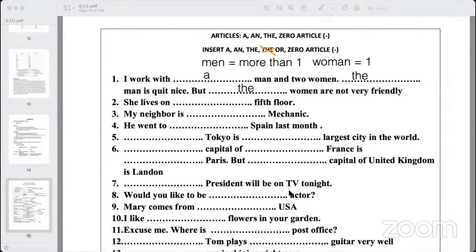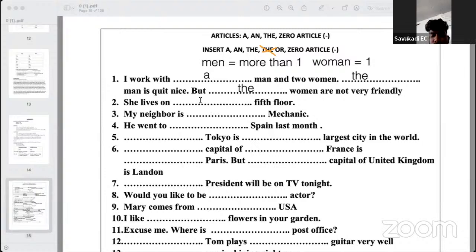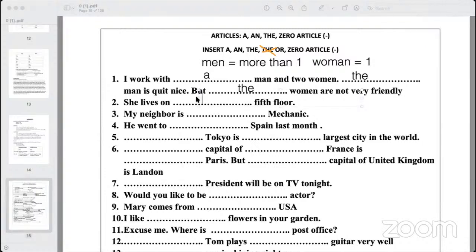Okay, let's do the second one. She lives on something 5th floor. So she lives on, what would it be? The 5th floor. Well done. So it won't be "she lives on a 5th floor" or "an 5th floor", because you're being specific that she lives on the 5th floor.